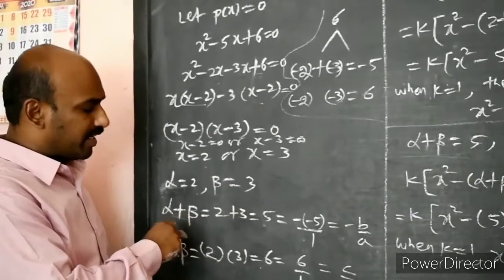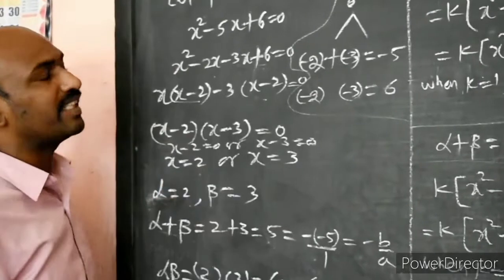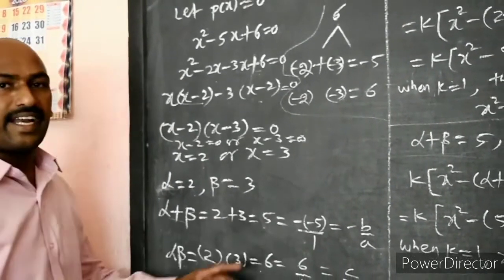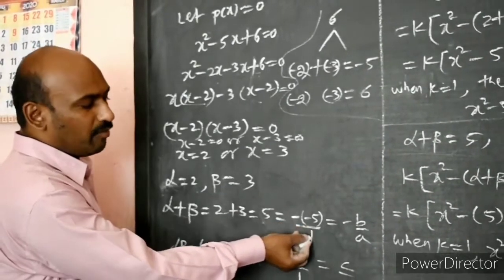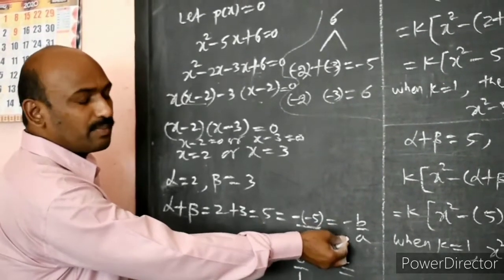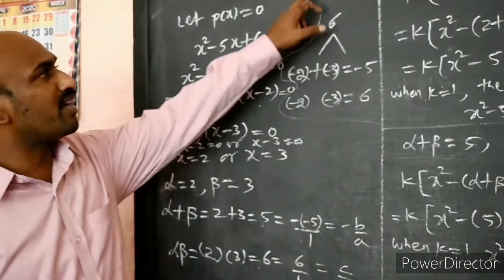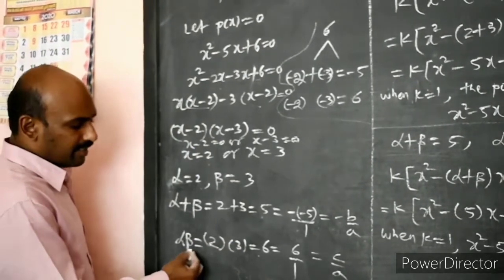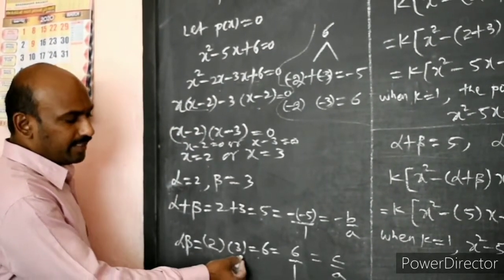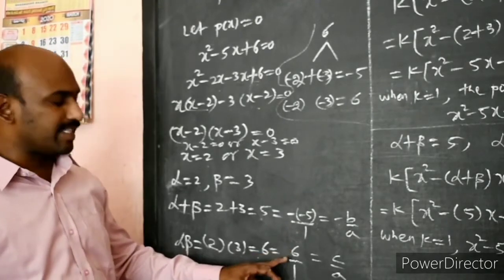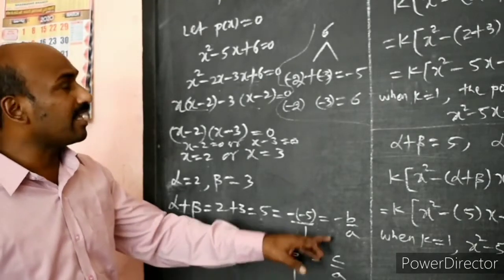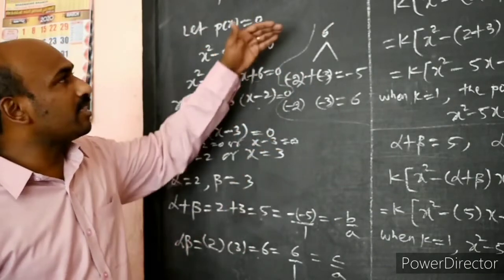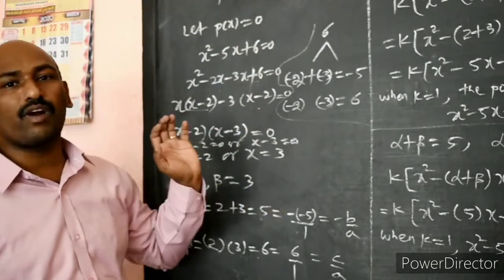Then we can verify the relation between the zeros and the coefficients of the quadratic polynomial. The sum of the zeros, alpha plus beta, is 2 plus 3, that equals 5. We can write 5 as minus of minus 5 by 1. Nothing but the formula minus b by a, that is minus coefficient of x term by coefficient of x square. Also alpha beta, that is 2 into 3, that is 6. We can write 6 as 6 by 1, that is equal to c by a, which is the constant term by coefficient of x square. This is the relation between the zeros and coefficients of the quadratic polynomial.